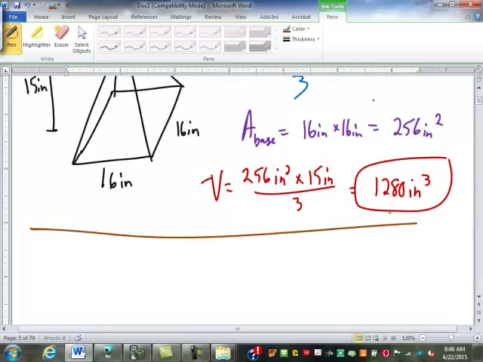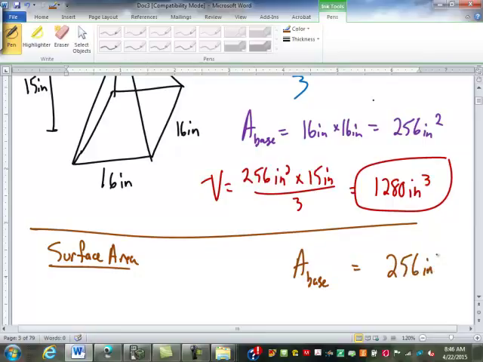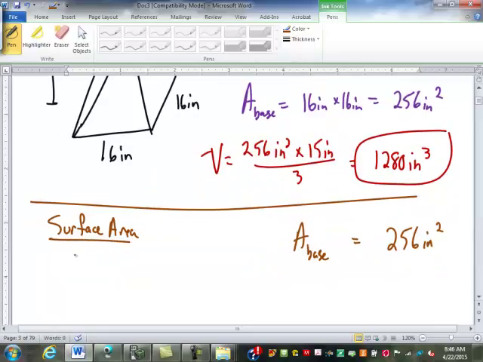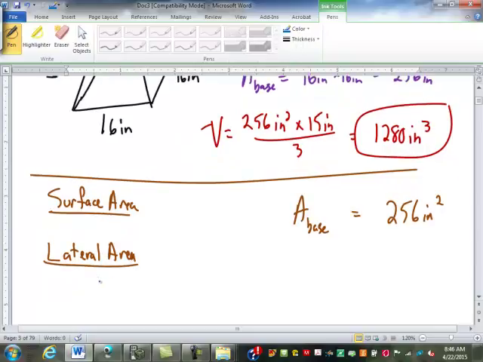Surface area. It's still going to be the area of the bases plus the lateral area. The difference is there's only one base. So we've got the 256, but we're only going to use it once. We're not going to use it twice because there is no base on the top of this thing, just the bottom. Our lateral area still goes off of the perimeter of the base.